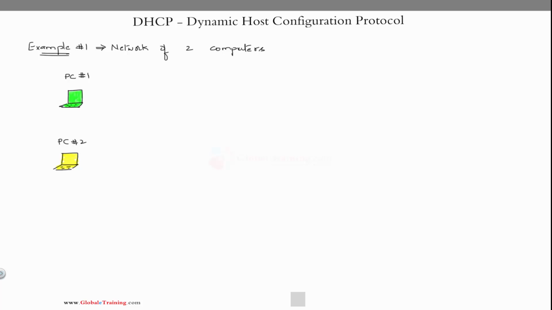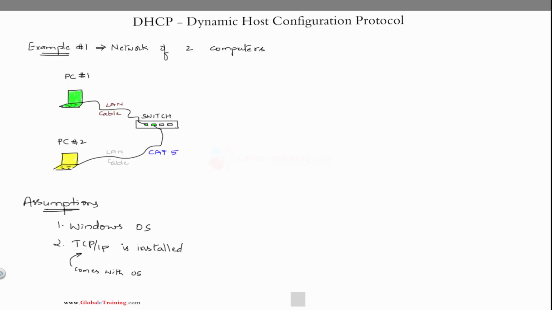Here we have two computers, PC1 and PC2, or green and yellow. In order for these computers to talk to each other, meaning we need to network these two computers, what do we need? We need network cables and a switch to connect them.